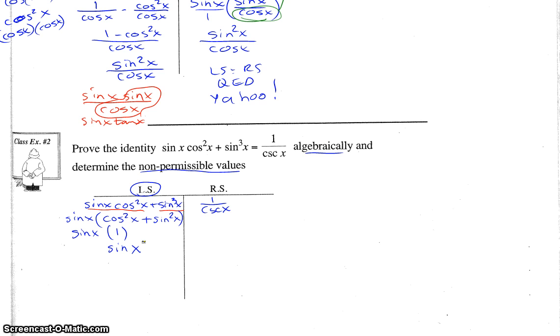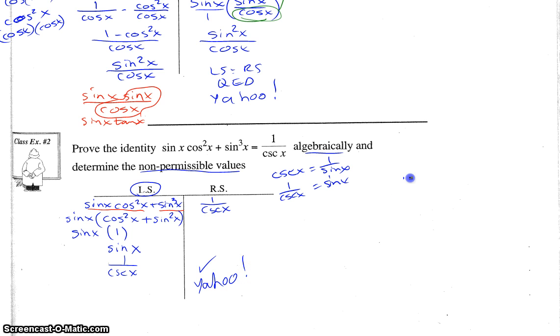Let's take a look at the right-hand side, 1 over cosecant x. Here's the deal. We could change sine x on the left side to 1 over cosecant x, because we know that cosecant x is equal to 1 over sine. So if you reciprocal both sides, 1 over cosecant x should equal, flip this, sine x. So we could do that, and it is proven.